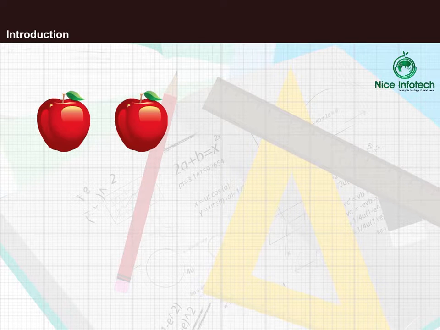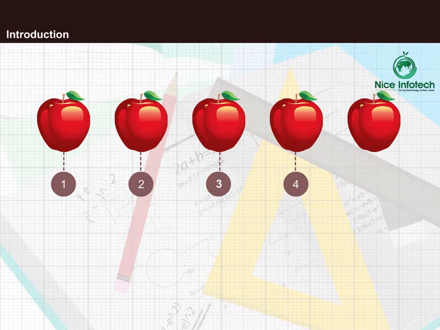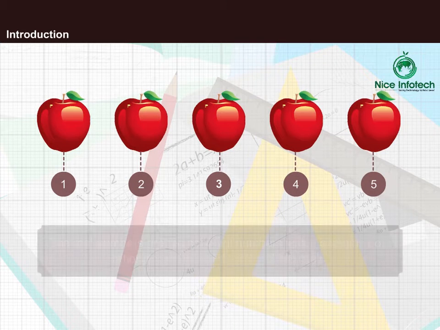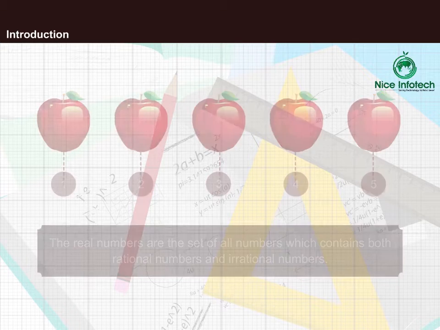A number is a mathematical object used to count and measure. Look at the apples and count 1, 2, 3, 4, and 5. The real numbers are the set of all numbers which contains both rational numbers and irrational numbers.